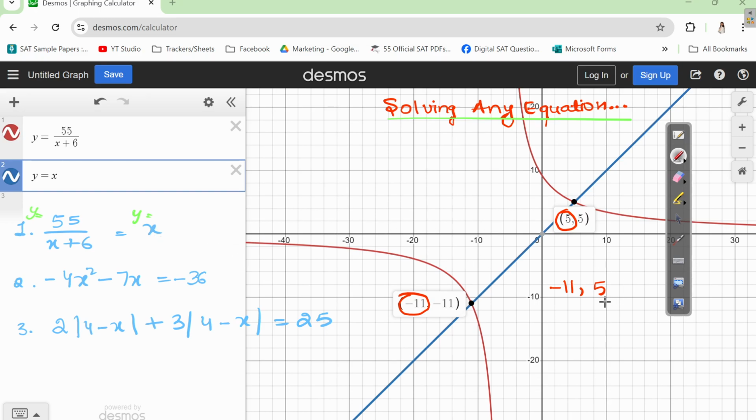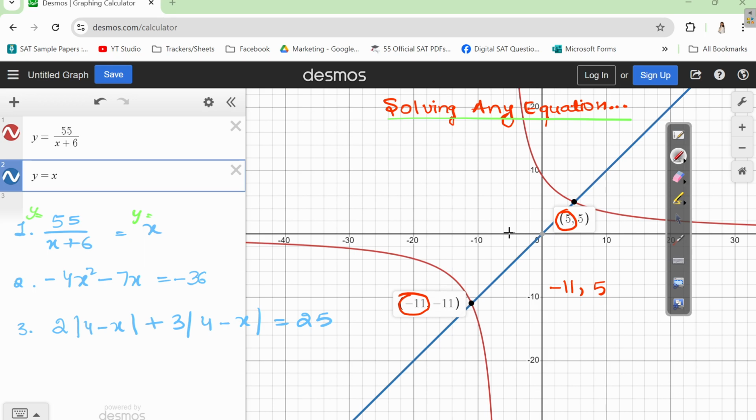Now the question can be asked in any way, like what is the positive solution to this equation? In that case you'll enter 5. Or what is the smallest solution of this equation? In that case you'll enter negative 11. Or they can ask you what is the sum of the 2 solutions. Then you will enter negative 11 plus 5, which is negative 6. Or they can ask you the y coordinate, the positive y coordinate. So in that case your answer will be 5.